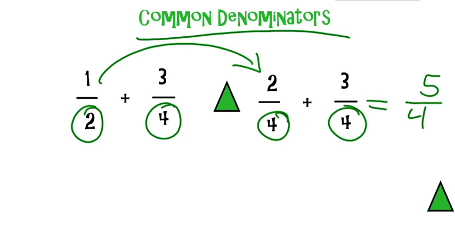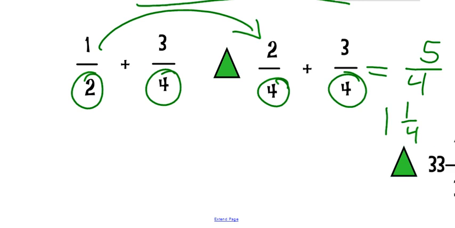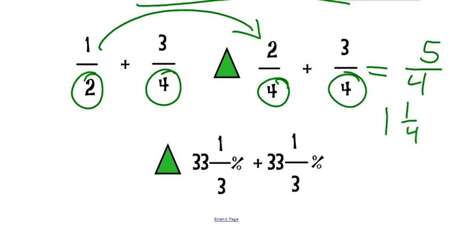5/4. And then of course we want to simplify by turning it into a mixed number in this case. And so it's going to be 1 and 1/4, right? And we've gone over mixed numbers a little bit. If not, there's your fast review of mixed numbers. Okay? All right, here's a quick sample problem. Work through this one and solve it.